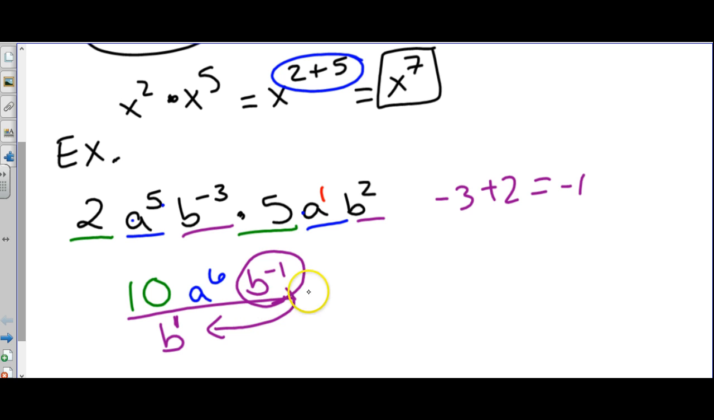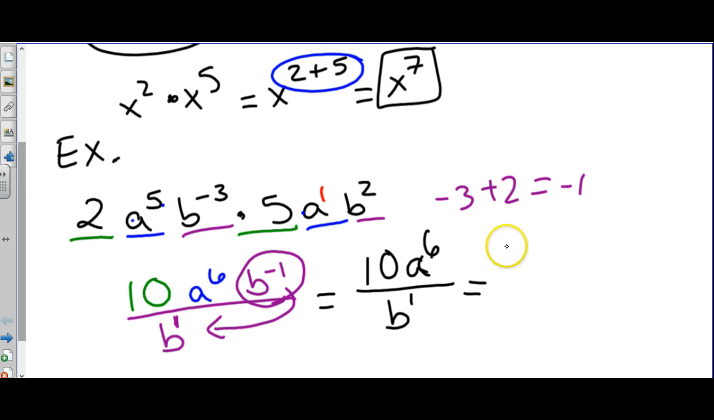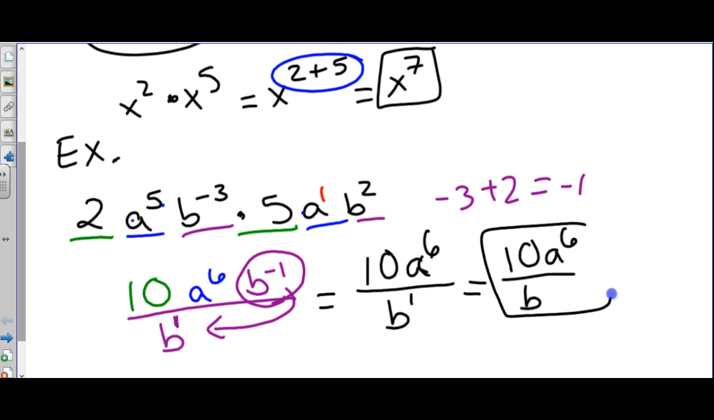So this b to the negative 1 will move to the bottom, which will give us 10a to the 6th over b to the 1st. Now, since b is positive 1, we don't have to write that in. Just like we had a with an invisible 1 here, we can make the 1 invisible on the b. So that would be our final answer for this particular problem. So let's do another example.